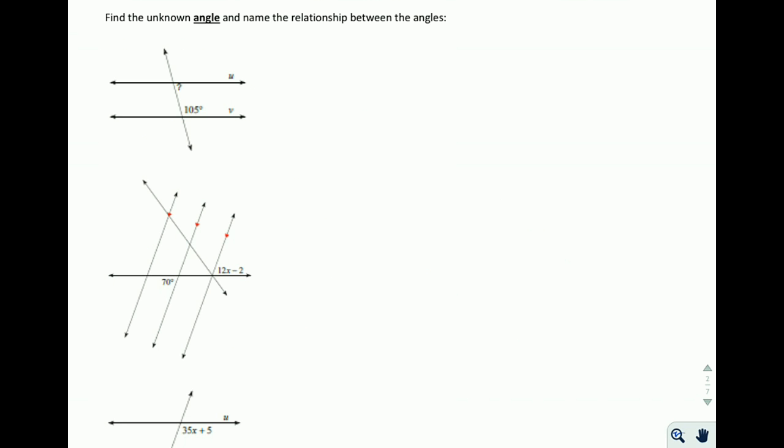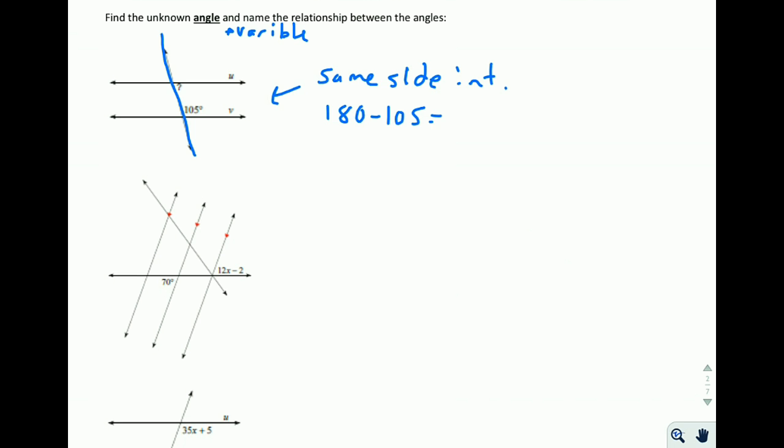Let's jump down to the second page. We continue these angle relationships. Right here it says find the unknown angle. I also want you to find the unknown variable, and name the relationship between the angles. So the name here is same side interior, because they are on the same side of the transversal, and they are both inside the parallel lines. The angle relationship is that they add up to 180. Since I'm given one of them, I can just subtract to get the other, and I will find that the missing angle is 75 degrees.